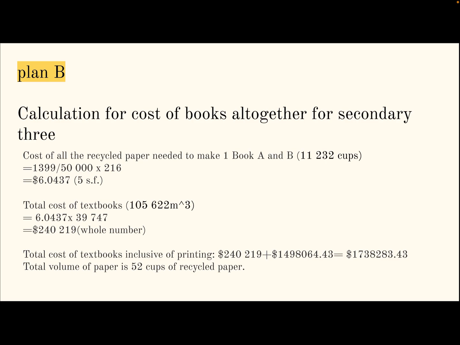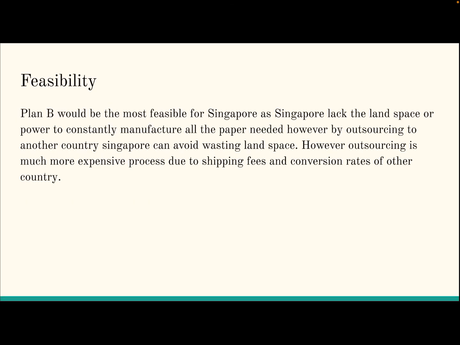Times that value with the total number of Sec 3 students, the total will be 240219 rounded off to the nearest whole number. The cost of the textbook in general, inclusive of printing, will be equal to $1,738,283.43. The shipping fee is not of concern as it is free. As a group, we found that Plan B is the most feasible and appropriate plan.